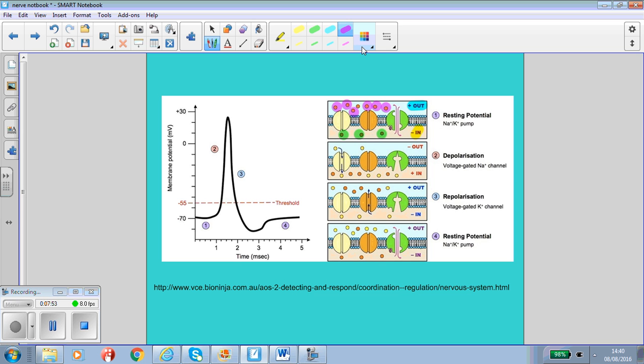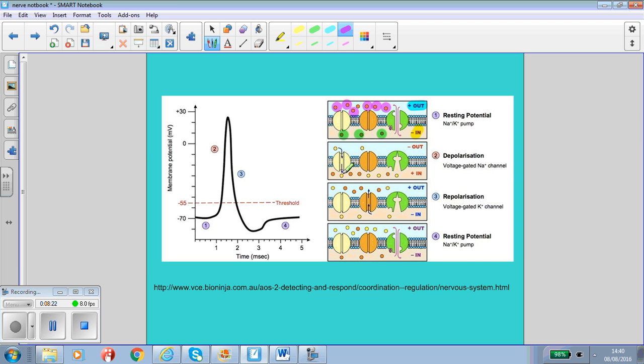However, when the nerve is stimulated, that all changes. The protein that controls the passage of general substances, the oxygen and the nutrients and so on, closes over. So nothing can use that pathway. And all of a sudden, the protein that controls the sodium ions opens.